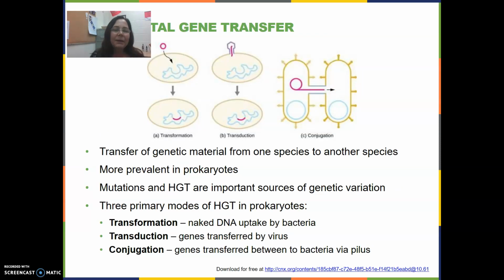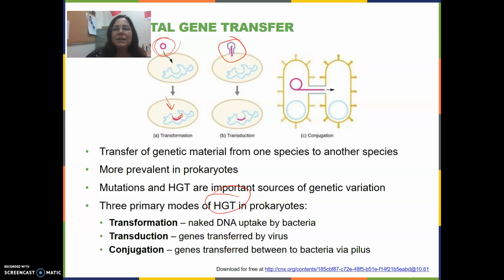Now, there are three primary modes of horizontal gene transfer in prokaryotes, in bacteria and archaea. There's transformation, and transformation is what I just described to you. It's when the gene comes from an outside source, maybe a dead bacterium living very close to the living bacterium, and its gene is taken up by the living bacterium and becomes a part of its chromosome. That's transformation. Transduction is when a virus transfers the gene to a bacterium.